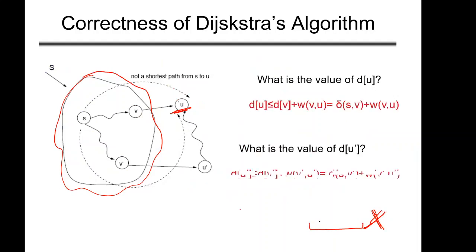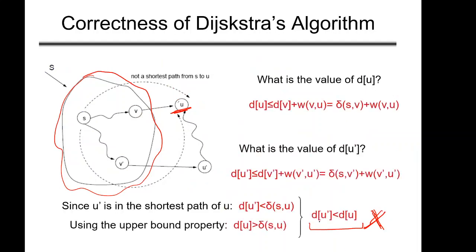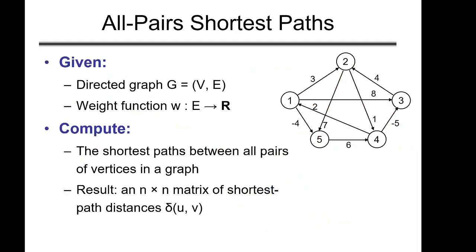So I hope it is clear. Till now we have covered single source shortest path. We are having a source S and we are finding the shortest path to every other node in the graph.